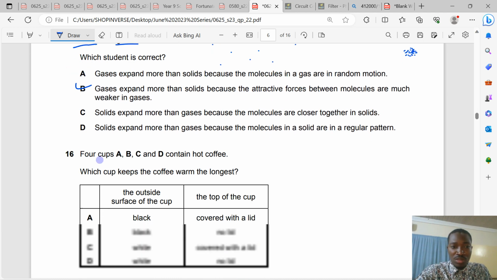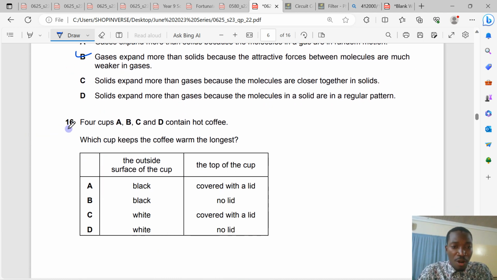Question 16. Four cups A, B, C, and D contain hot coffee. Which cup keeps the coffee warm the longest? Okay, outside the surface. This is the color.